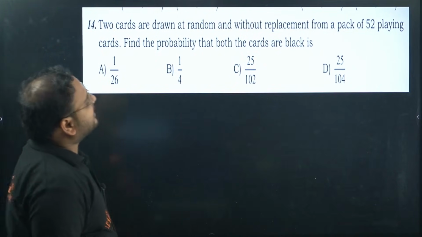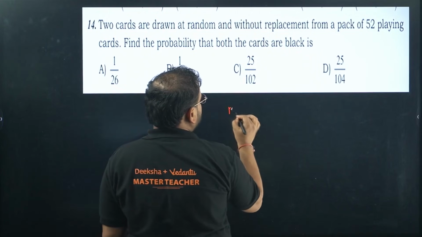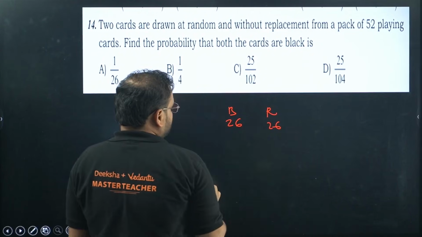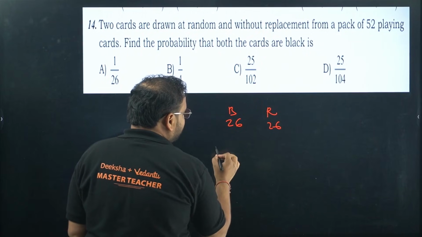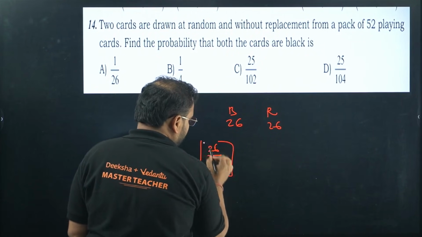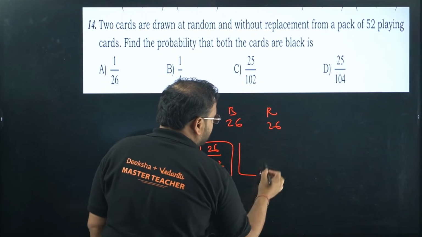Find the probability that both the cards are black. So black cards, we all know it is going to be 26. Red is going to be what? Again 26. Okay. So let's say the first card is black, means I have 26 out of 52. For the next card, what happens?